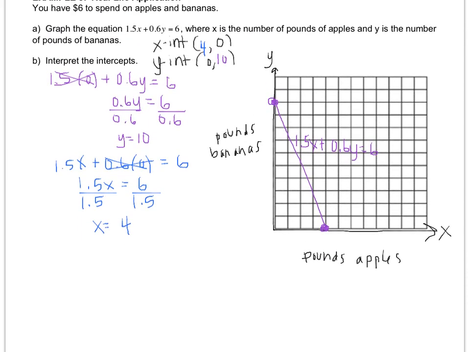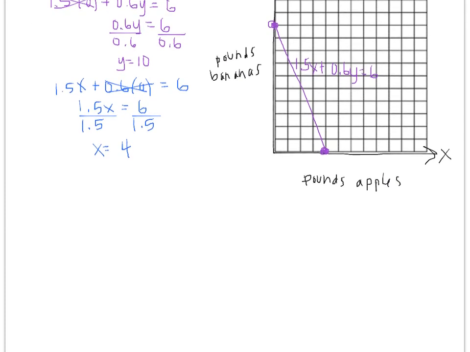So I know what my intercepts are. They're right here. But what does that mean? So what you do is you look at the labels for 4 and 0. So 4 represents pounds of apples and 0 represents pounds of bananas. So what that's representing is that I can buy 4 pounds of apples, as long as I don't buy any bananas, for $6.